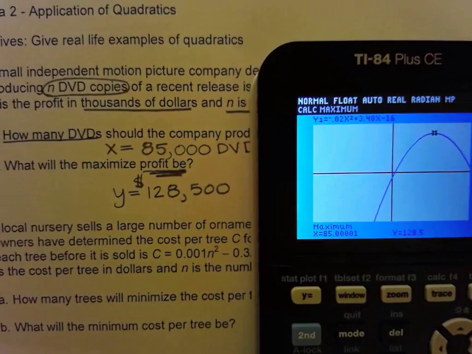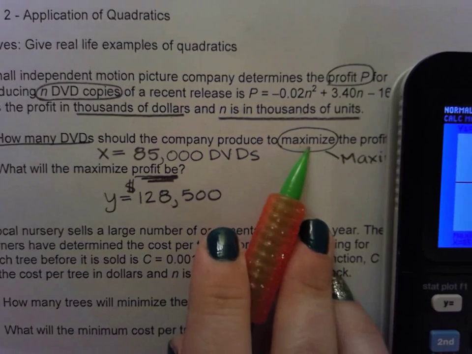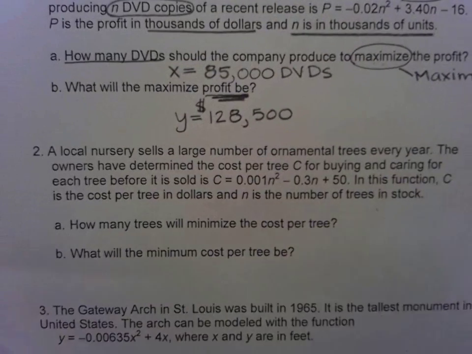Okay, so that's basically how you're going to do a lot of these application problems. You're going to look for a keyword, and then somewhere on the graph is where that keyword is going to match up. In this case, we were looking for a vertex because they were asking us to maximize. Okay, let's look at number 2.